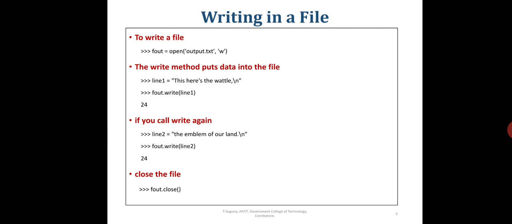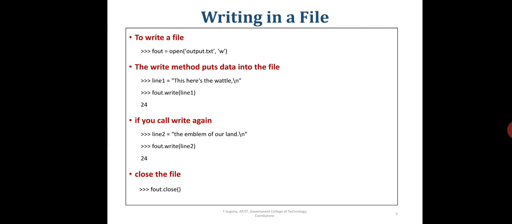Next, we are going to discuss how to write content into a file. To write content into a file, we use fout = open(), then within the parentheses we specify the file name with the mode 'w'. Here 'w' specifies that we are opening the file in write mode.